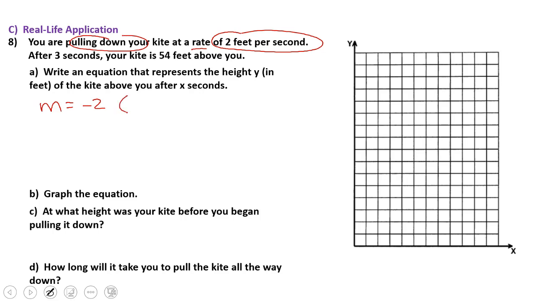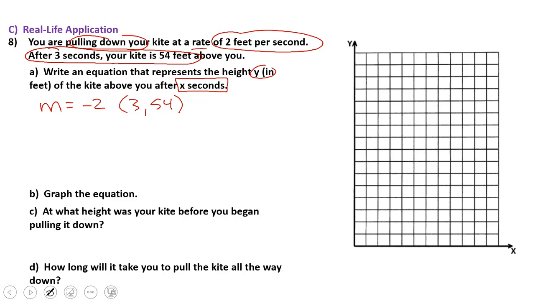And we have a point. They gave us a point. It says right here that after 3 seconds, it's 54 feet. We already know that x is seconds and feet is y. So we have 3 seconds and we have 54 feet as our y. There's our point and our slope.